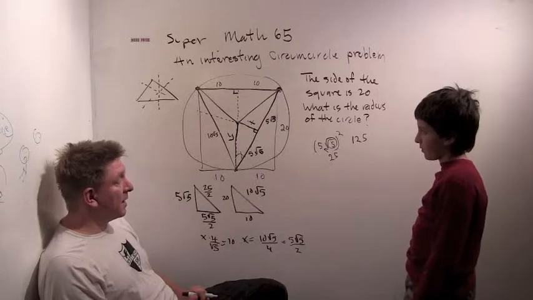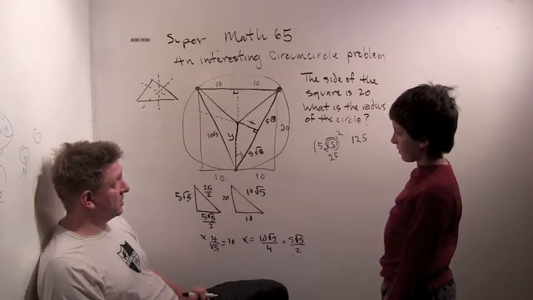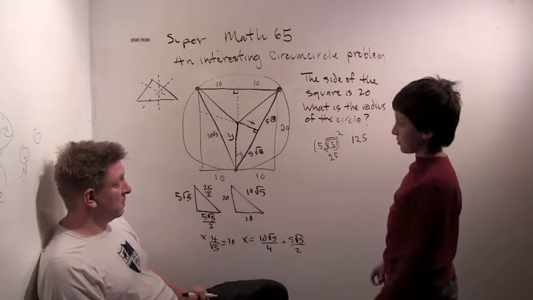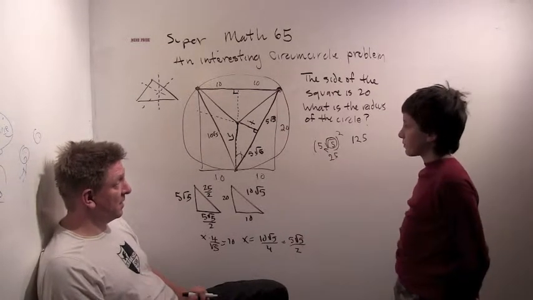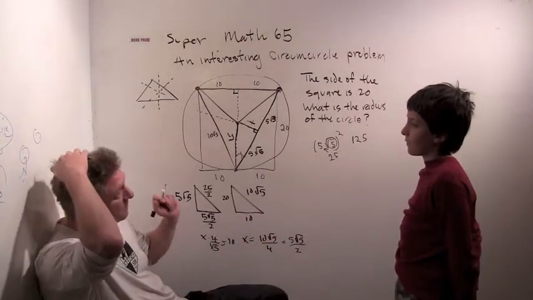Okay, and what's that? That's 12 and a half. No, but what is it in our picture? It's the radius of the circumcircle. Pretty cool. This is a tough problem. Yeah.